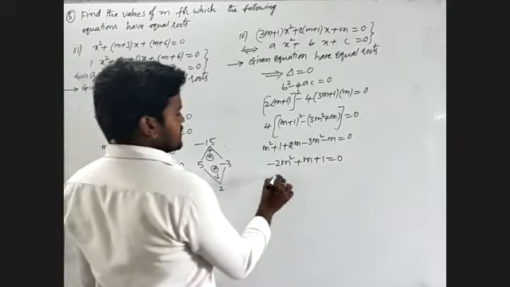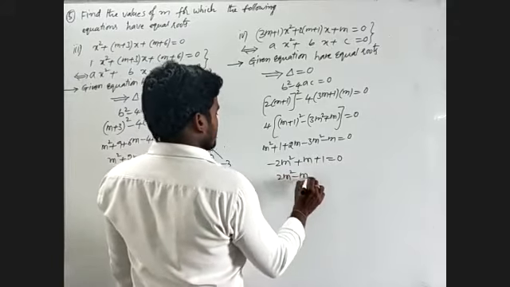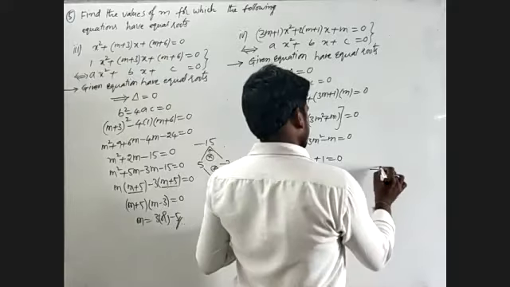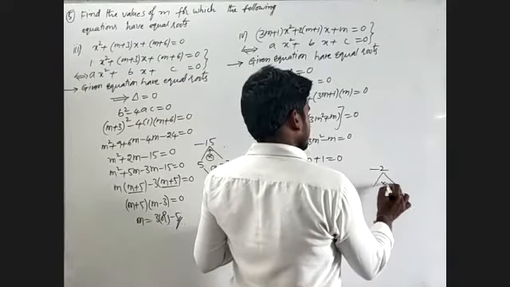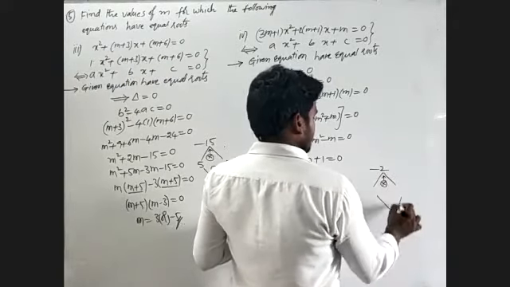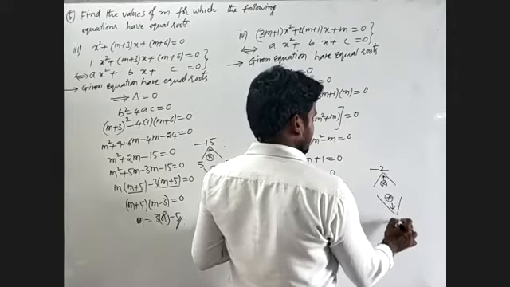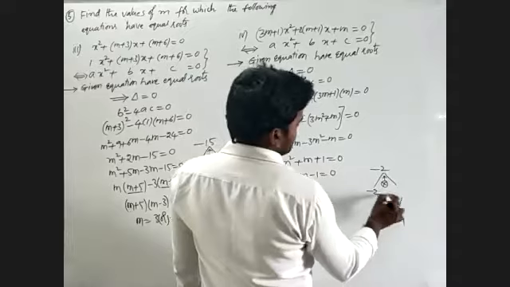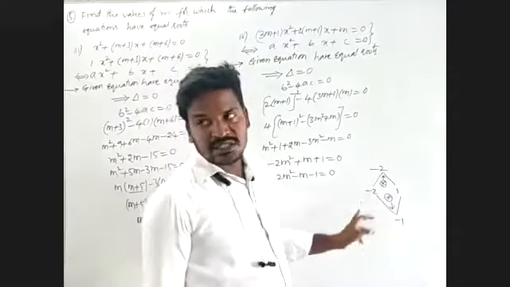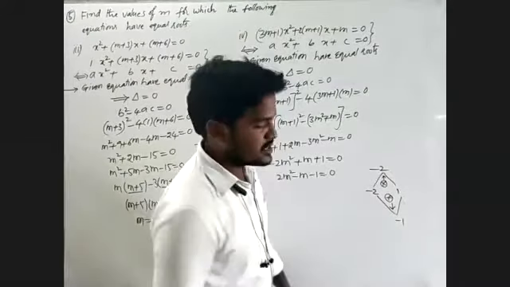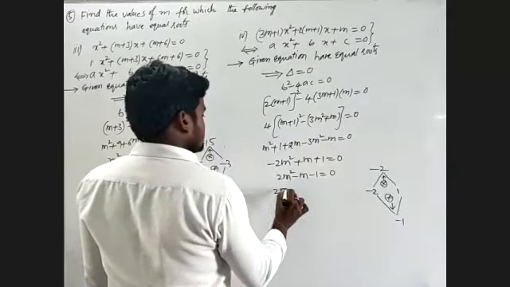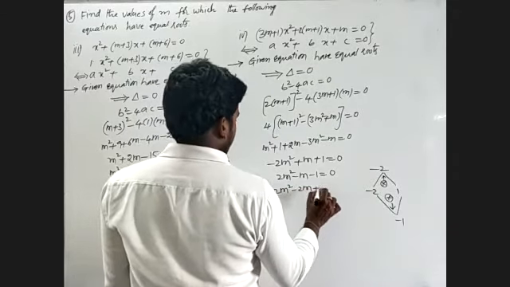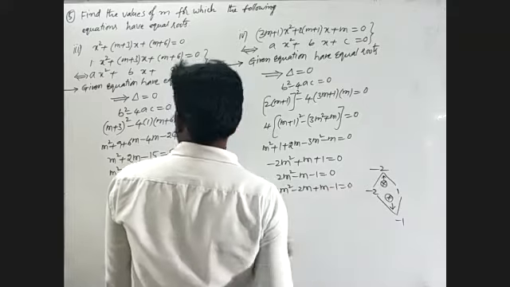Then I take minus common, and the remaining is 2m square minus m minus 1 is equal to 0. 2 into minus 1 will become minus 2. When it satisfies the multiplication and also the addition, which is minus 1, I will take the values minus 2 and plus 1. Plus into minus is minus; minus 2 plus 1 is minus 1. That I will write as 2m square minus 2m plus m minus 1 is equal to 0.